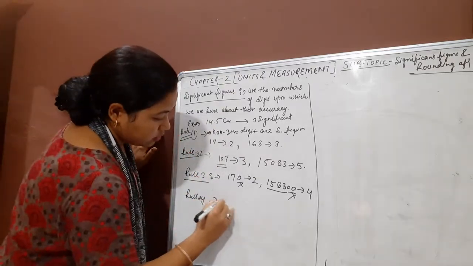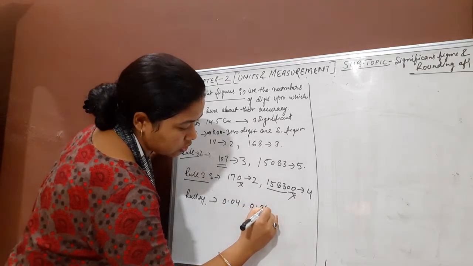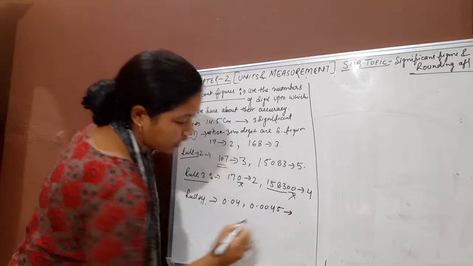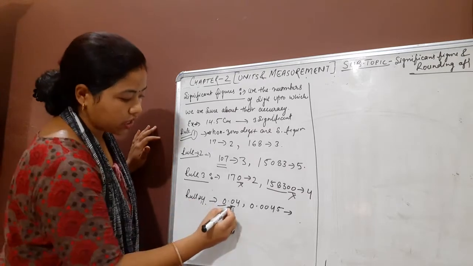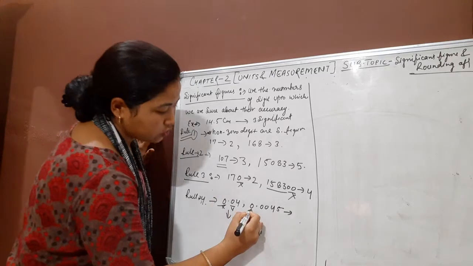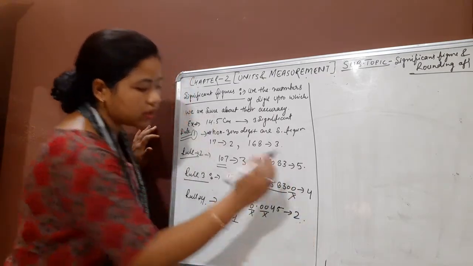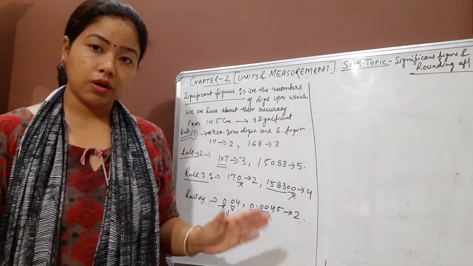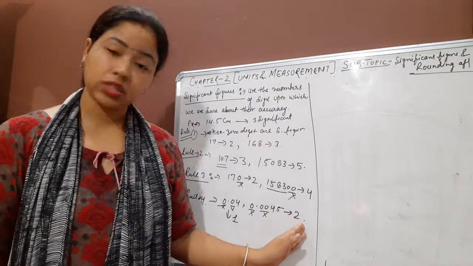Likewise, 0.04, 0.05, 0.005, 0.0045, right? So the left side 0 and the right side 0 are not counted as significant figures. So here if we count the significant figures, that is 1. So these zeros are not counted as significant figures. So here we only have 2 significant figures. So the left side 0 and right side 0 before the non-zero digits are not counted as significant figures.